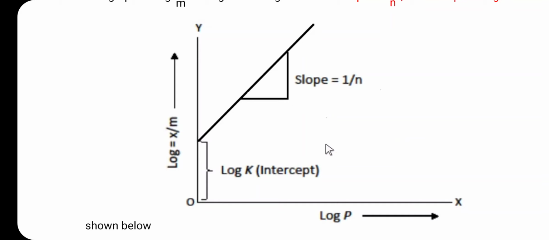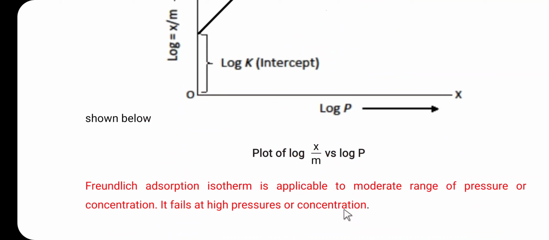In the Freundlich adsorption isotherm, n and k are the empirical constants, and the values of k and n are calculated by plotting the graph of log of x by m versus log of p. The Freundlich adsorption isotherm is applicable to the moderate range of pressure or concentration, and it fails at high pressure or concentration. So friends, this is about the Freundlich adsorption isotherm. Thank you.